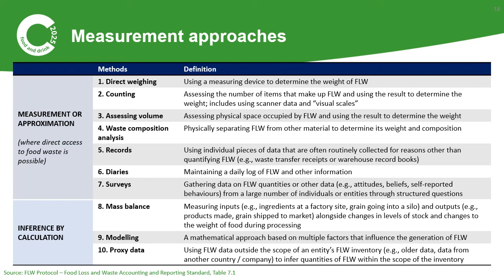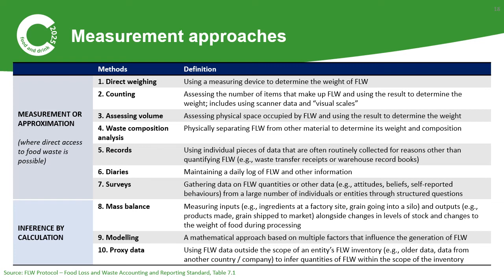So you need to choose the one that's a best fit for you, that you're able to get the most accurate data on and provides you with what you need depending on your situation. So this table, as I said, lists 10 different potential options, and they're broken into two sections. One where you have direct access to the food waste, so you're able to directly measure it or at least approximate it. And the other three based on inference. So that's where you don't have direct access to the food waste itself to be able to measure it. So you have to infer its quantity through other means.